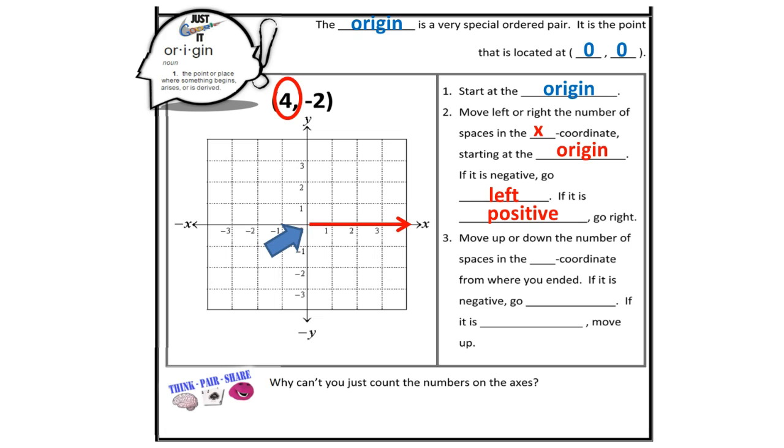Now I've taken care of my x-coordinate, I take care of my y-coordinate. From the position I ended at, I'm going to move up or down the number of spaces in the y-coordinate. From where you ended, if it is negative, go down. If it's positive, move up. I have -2 as my y-coordinate, so I'm going to go down 2. I started at the origin and moved 4 to the right because I had a +4 for my x-coordinate. Then I moved down 2 spaces because I had a -2 y-coordinate. Step 3 picks up where step 2 left off. That is where my point is located. That point on my coordinate plane represents 4, -2.